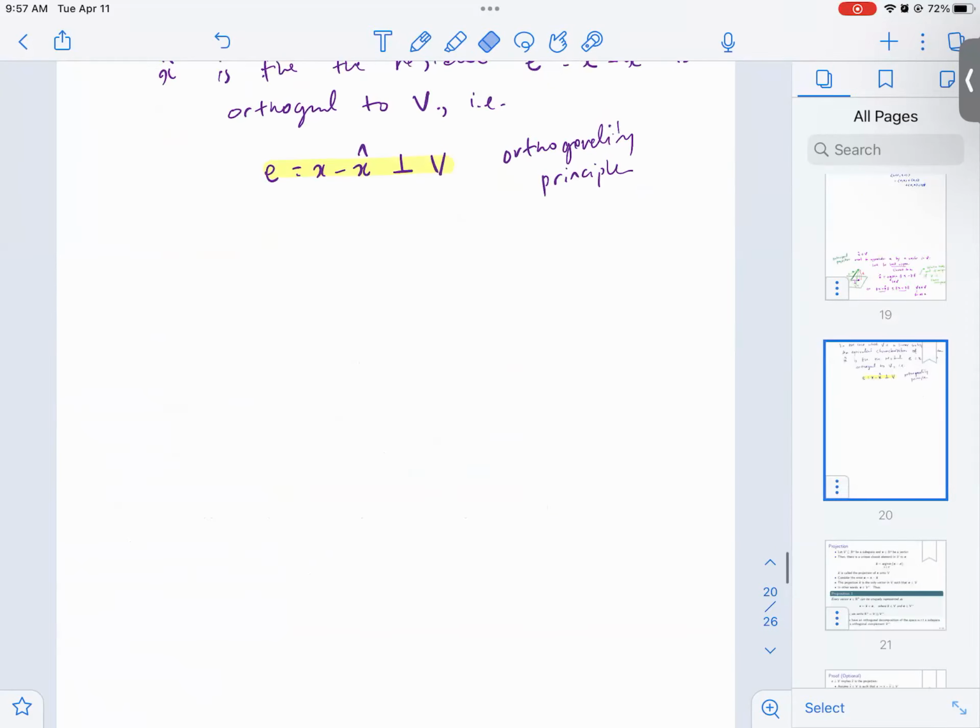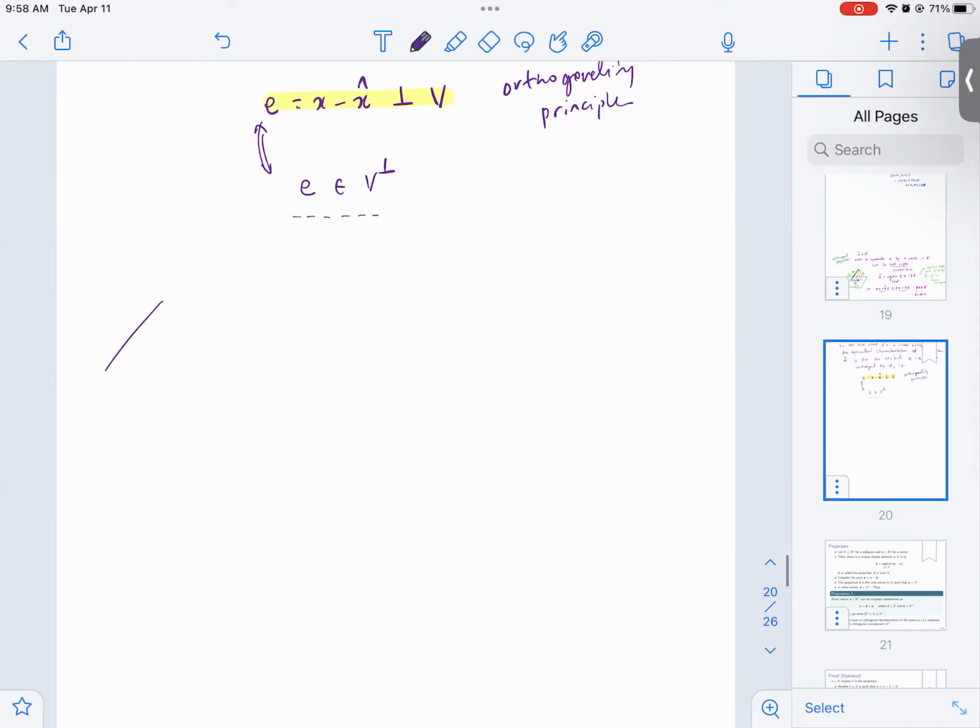Another way of saying this, if you remember what perp is, is that E belongs to V perp. Okay. V perp is the set of all vectors that are orthogonal to V. So it's saying that the residual belongs to V perp. If you think of the space, let's say this was the XY plane, if I pick any vector here and then I project it, basically this E has to be orthogonal. So I'm going to go down perpendicular. So this is E.